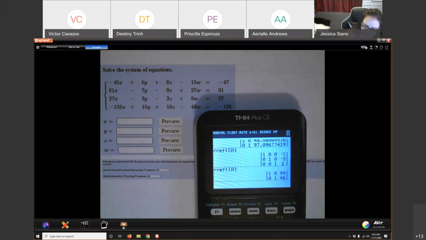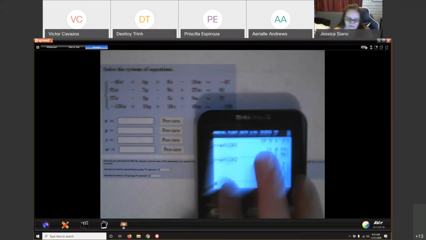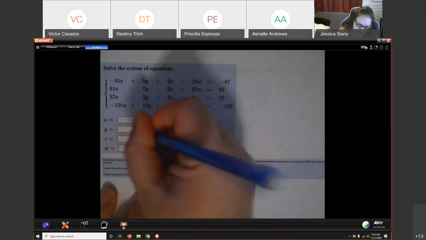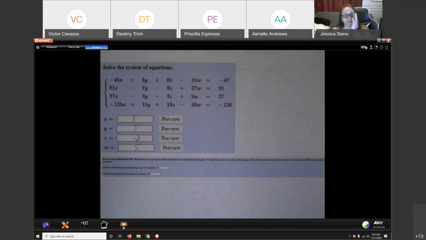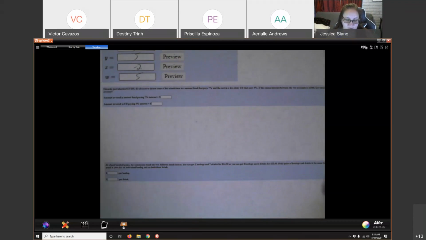So then reduced row echelon form. 3, 5, negative 2, 5. Gotta love it when the calculator does everything for you, right? That's where problems are annoying.